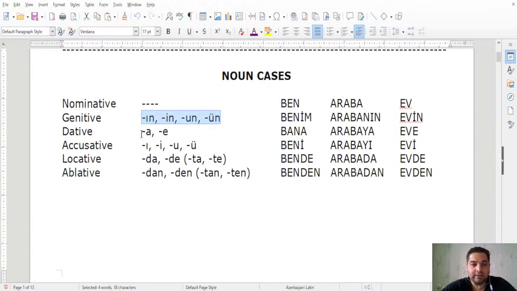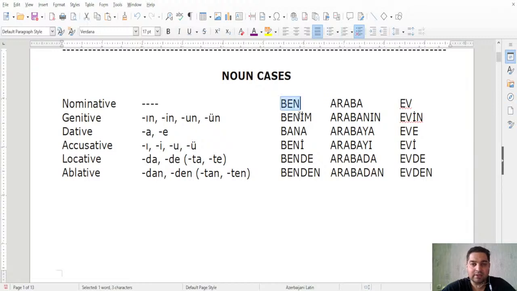We have the dative case getting an a ending. We have the accusative case, which gets i, u endings. We have the locative, which gets da, de, or ta, te, depending on the preceding consonant. And then we have similarly dan, den, tan, ten for the ablative case. Based on the preceding consonant, it becomes tan or ten. And here we have 3 examples, just random.